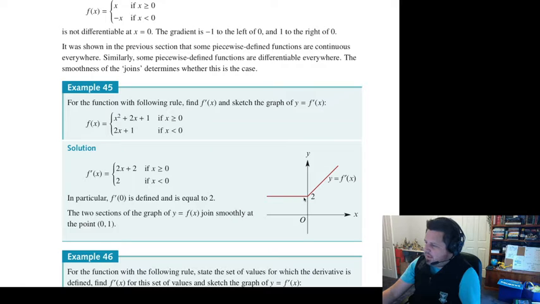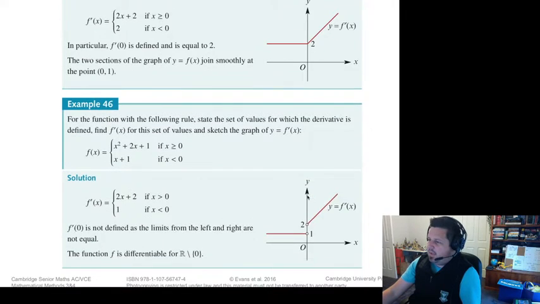So in this particular case, two sections of the graph join smoothly. There's no jump or gap. You don't have to take your pen off the page. So it is able to be differentiated. Yep, it's differentiable at that particular point, 0. Cool. On the other hand, let's have a look here.